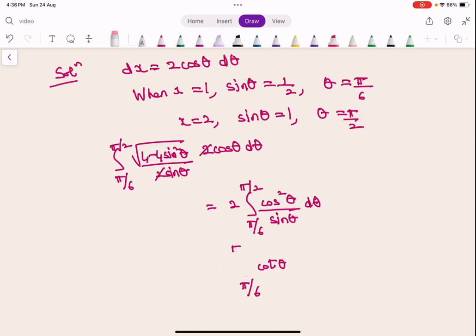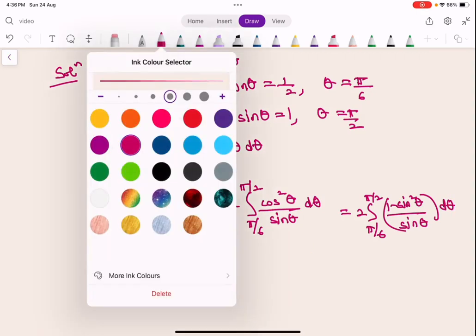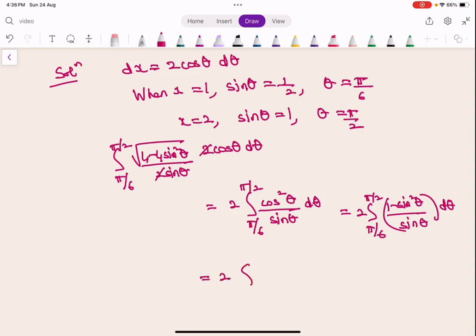Okay, so we can make a substitution here again. So when you integrate it, how will you integrate it? You can write cos square theta as 1 minus sine square theta. So this becomes twice integral pi by 6 to pi by 2 of 1 minus sine square theta by sine theta d theta. And that would be twice integral pi by 6 to pi by 2 of 1 by sine theta, which is cosec theta, and sine square theta by sine theta will give you sine theta d theta.